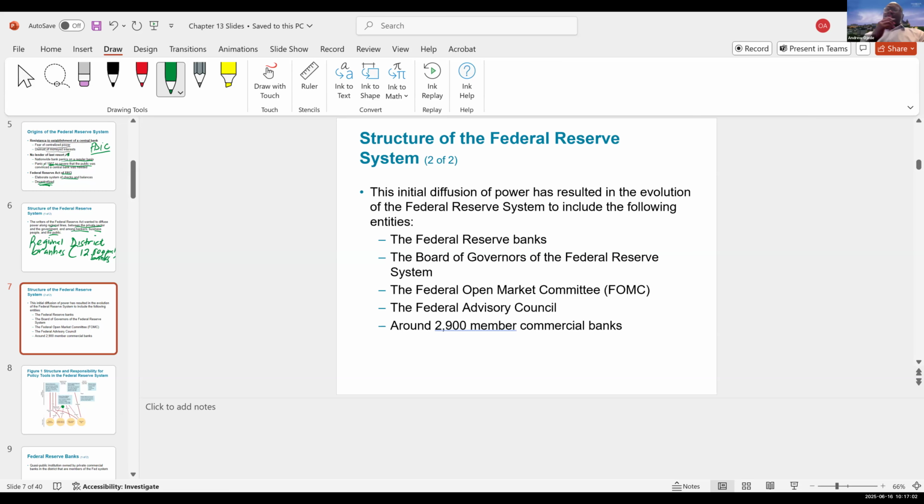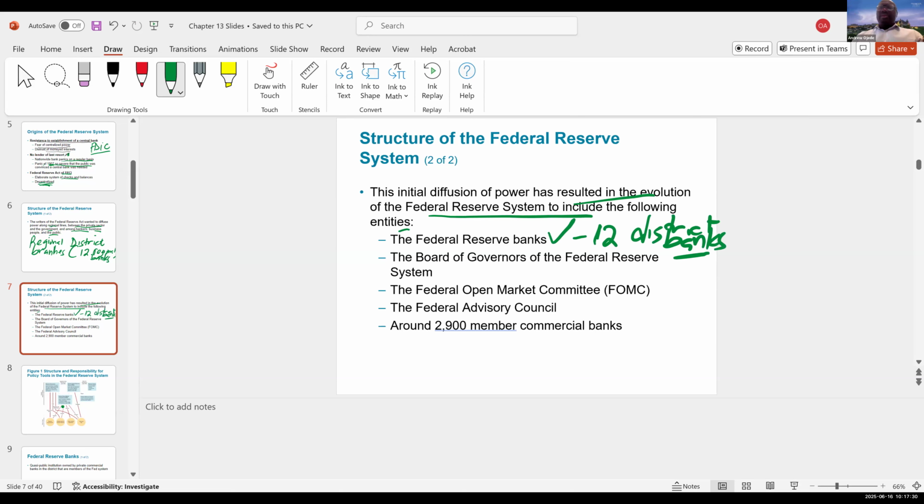So let's talk about the structure of the Federal Reserve System. The Fed is a very complex governmental organization, right? The initial diffusion of power has resulted in the evolution of the Federal Reserve System to include the following entities. We're going to talk about the Federal Reserve banks. These are the 12 district branches of the Fed. There are 12 of them, 12 district banks.